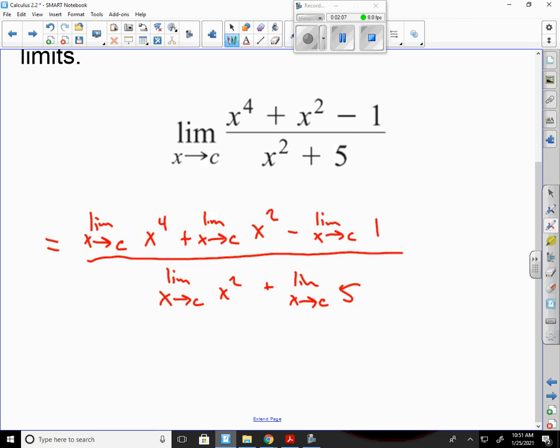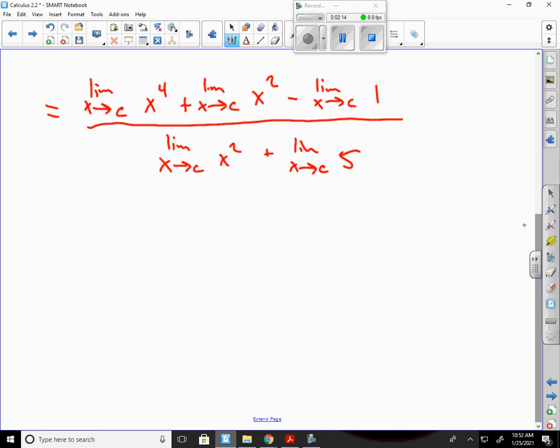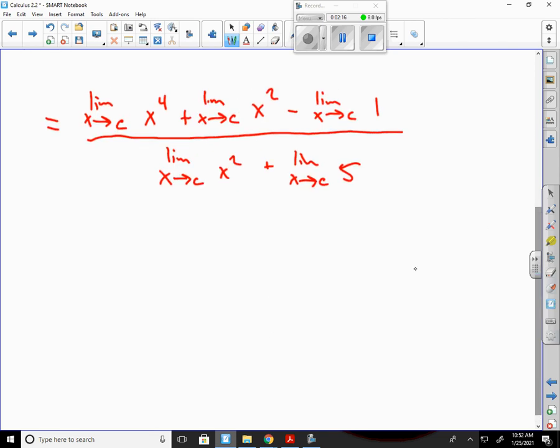So now that I have this broken down, I can take the limit of each one individually. So the limit as x approaches c of x to the fourth. There's nothing to worry about there. c is just a number that we're getting close to. So that would become c to the fourth. The limit as x approaches c of x squared, same thing, is c squared. Whatever this number would be, we're squaring it.